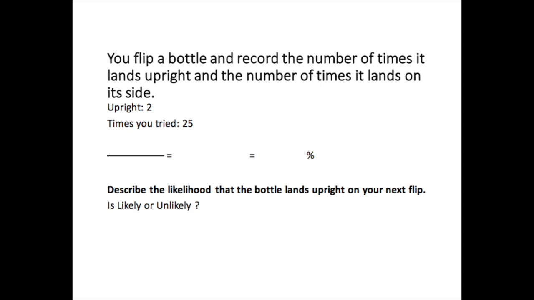In order to set up our relative frequency, look back at the equation we're given. It's the number of times the event actually occurs versus the total number of times you conducted the experiment. So in our problem, it told us the bottle landed upright twice, and the number of times you tried is 25. So what we wanted to happen was it to land upright. So therefore, the 2 goes on top because that's what we wanted to happen. The 25 goes on the bottom because that's how many times we tried to get the bottle to actually go upright.